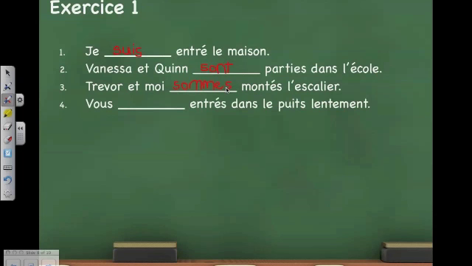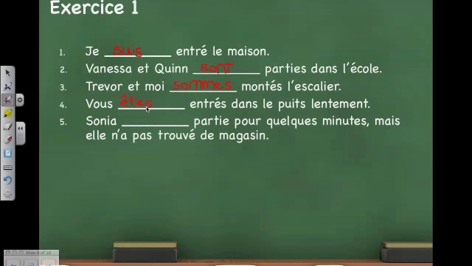Vous blank entrés dans le puits lentement. Because it's vous, we use êtes. Sonia blank partie pour quelques minutes, mais elle n'a pas trouvé de magasin. Sonia could be replaced by elle, and so we use est. Tu blank entré dans une caverne. Because it's tu, we use es.